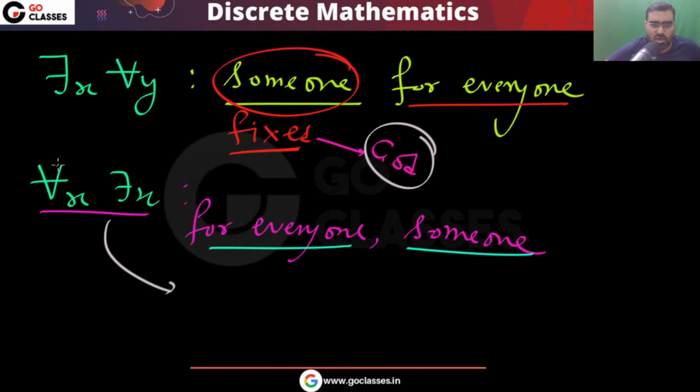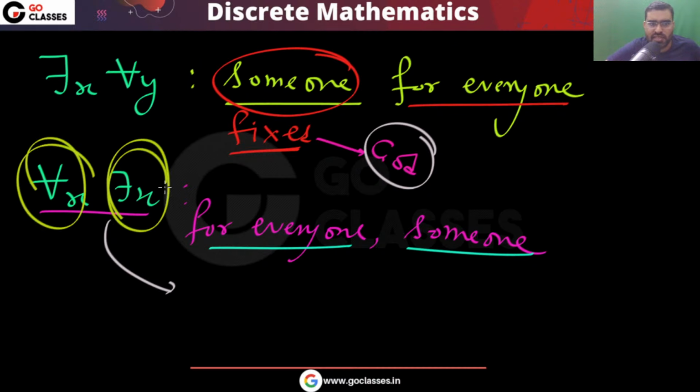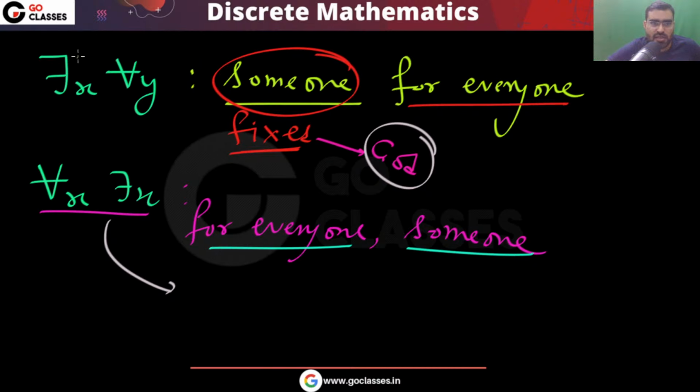So this is the same situation: for everyone there is someone. And this means like God is for everyone. So there is a fixed person who is for everyone. This is a fixed person who is for everyone. So like this you can understand.